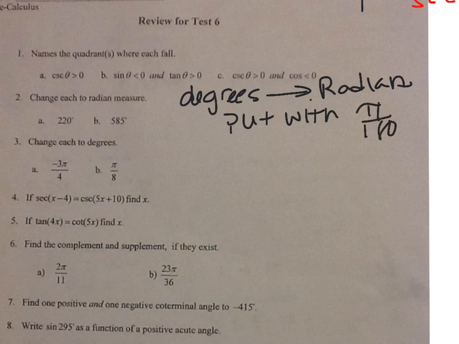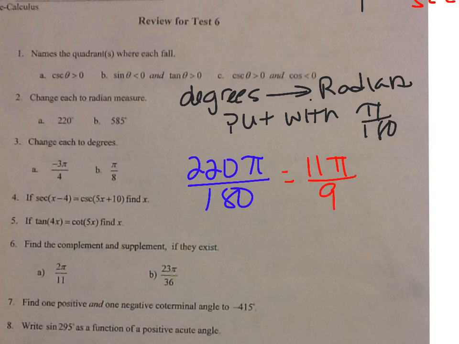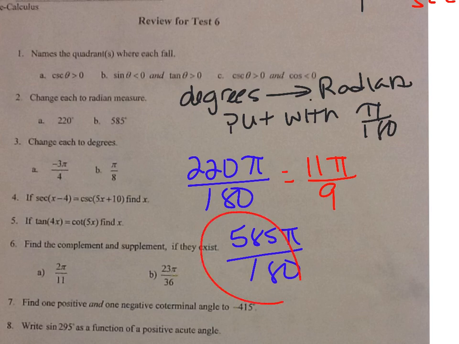All right, so 220 degrees would be 220 pi divided by 180. So what we would do is reduce 220 and 180. 220 and 180 reduce to 11 over 9. So it'll be 11 pi over 9. Okay, 585 degrees. So it'll be 585 pi divided by 180. So I would reduce the 585 and 180. 585 and 180 reduce to 13 over 4. So it'll be 13 pi over 4.